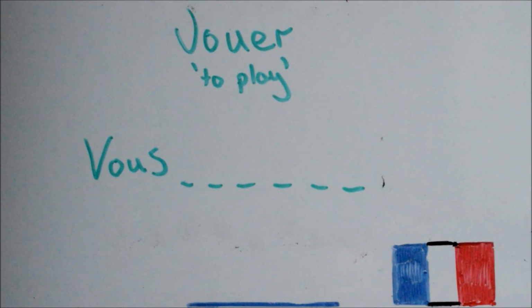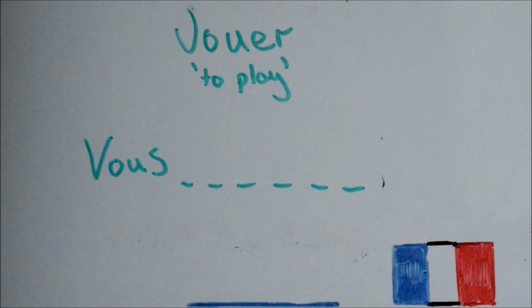Okay, so now here's a challenge. All you need to do is conjugate the verb jouer, which means to play, into the present you form of it. I'm going to give you 10 seconds. Are you done? Okay, let's go through it.